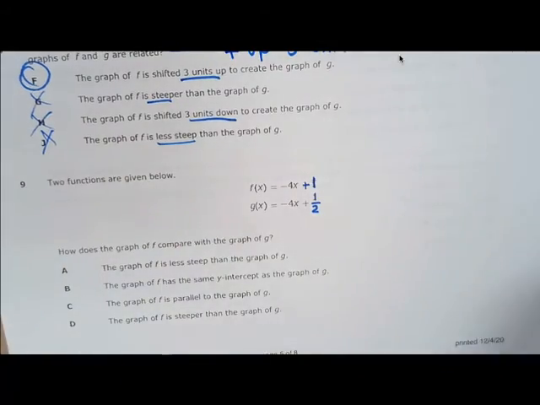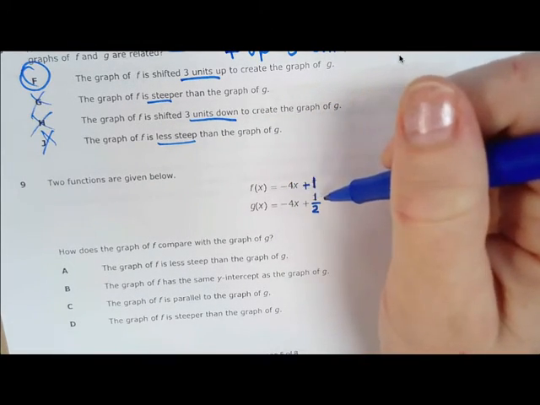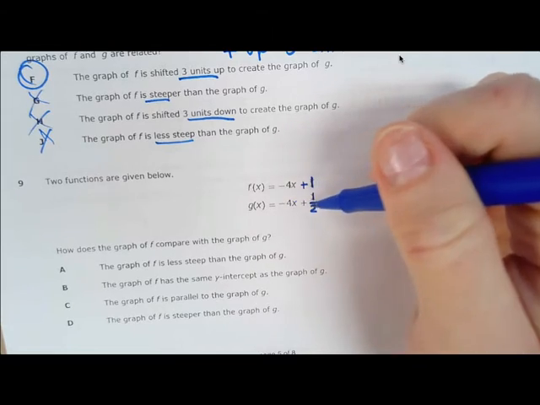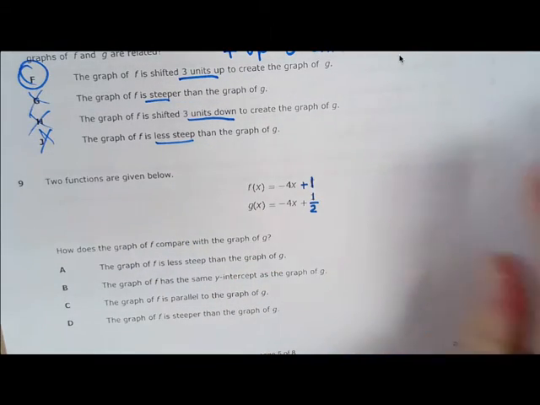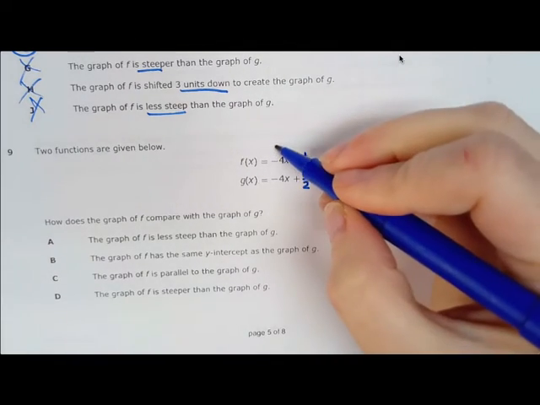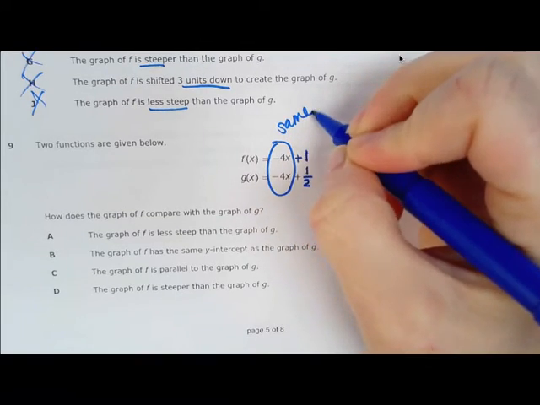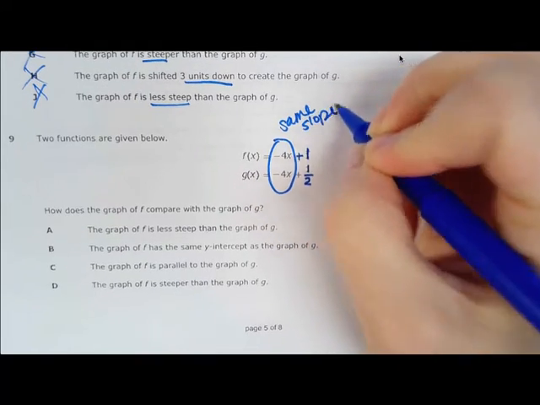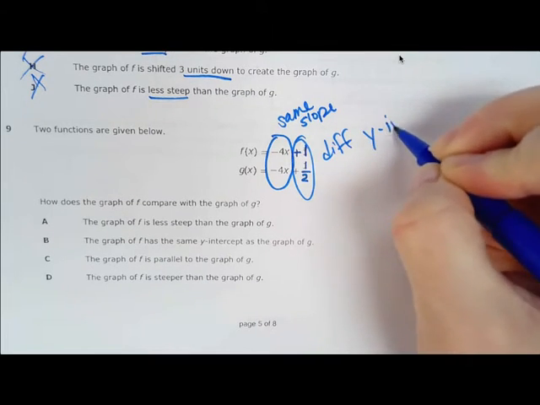Okay, we have 2 functions given. F of x is negative 4x plus 1, and g of x is negative 4x plus 1/2. How does the graph of f compare with the graph of g? So when we compare just the equations, what is the same, what is different? The slope is the same. Yeah, same slope, different y-intercept.